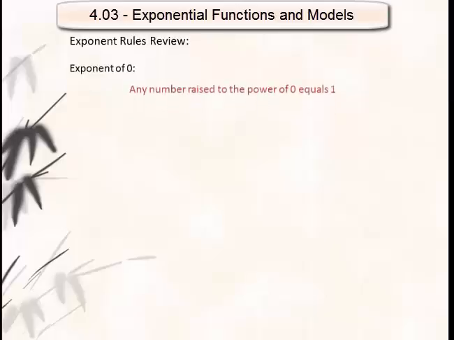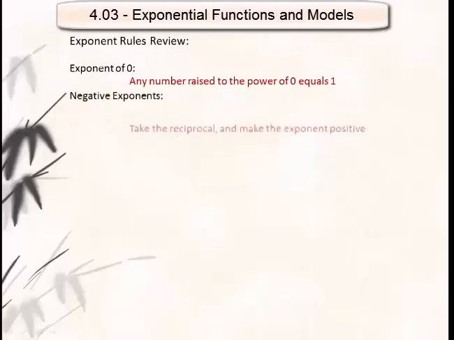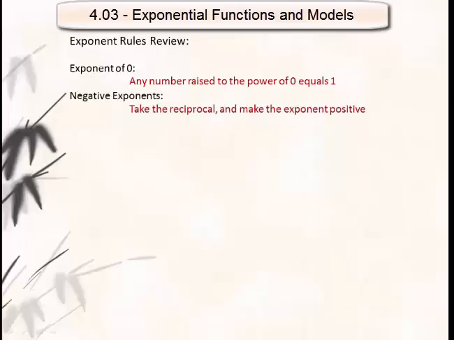Lesson 7.7, exponential functions. Let's first have a review of the rules of exponents. If you have an exponent of 0, any number raised to the power of 0 equals 1. Negative exponents, you take the reciprocal and make the exponent positive. Product of powers, add the exponents.